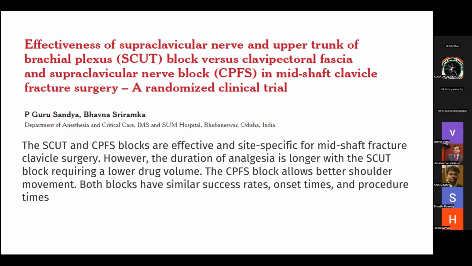It's a randomized control study. In that, they found the SCUT block had a longer duration of analgesia irrespective of lower volume, and the CPFS group had better shoulder movements because they are not blocking any motor nerves. With better shoulder movements, we can allow daycare surgeries. Both blocks had similar success rate, onset time and procedure time.